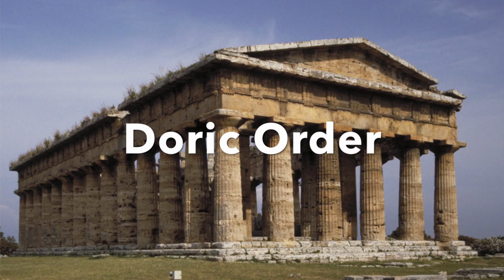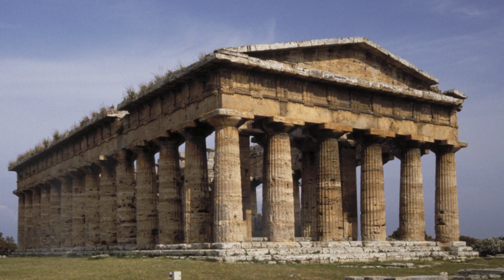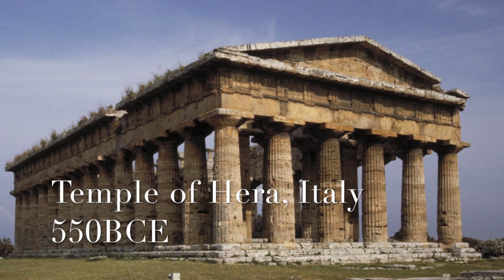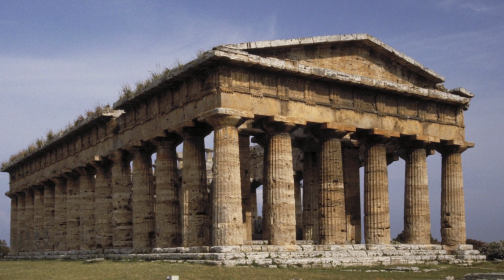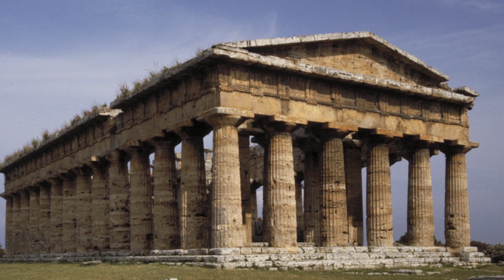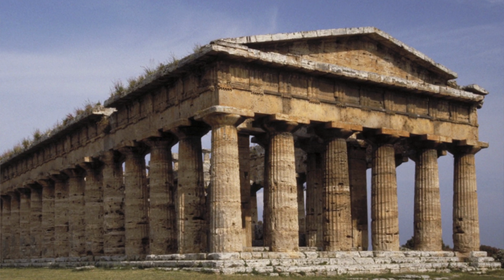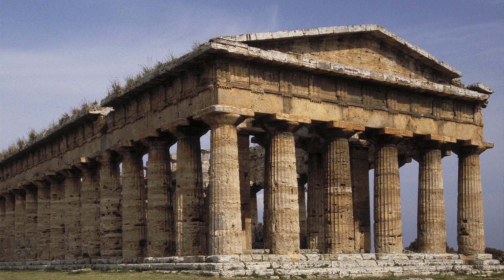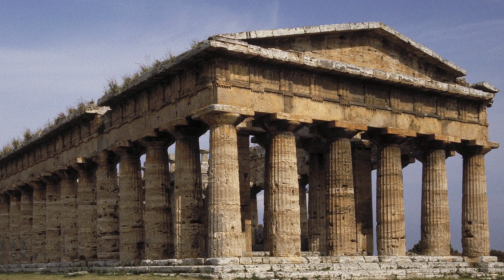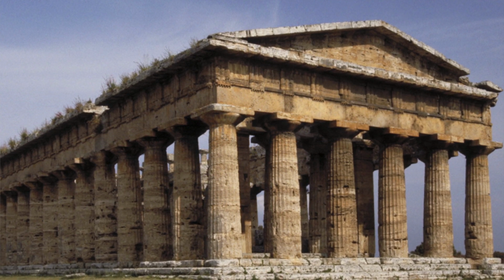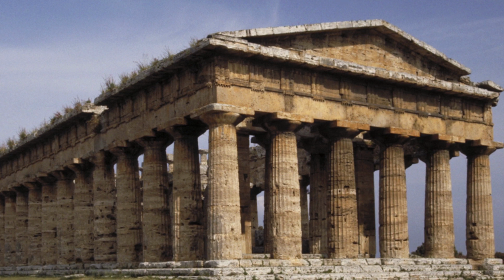So let's go through the orders. The first order is the Doric order, in which the proportion of the shaft, which basically means the column, is 8. If you take the width of that column and you put that measurement on end 8 times, that's how tall a Doric order would be.